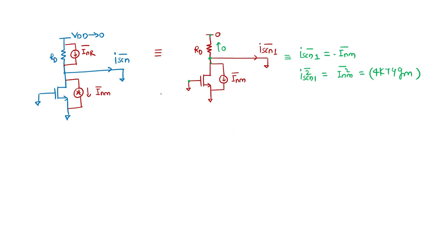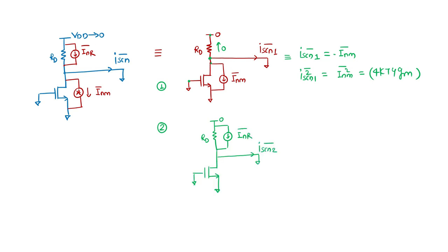Now this is one case. Now we will consider the resistor only. So this is 0. If we are considering the noise current of the resistor only, let me give the direction. This is I_NR.